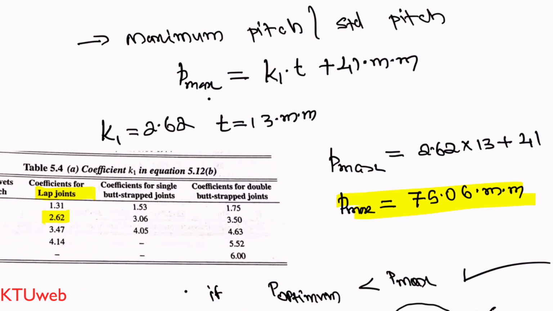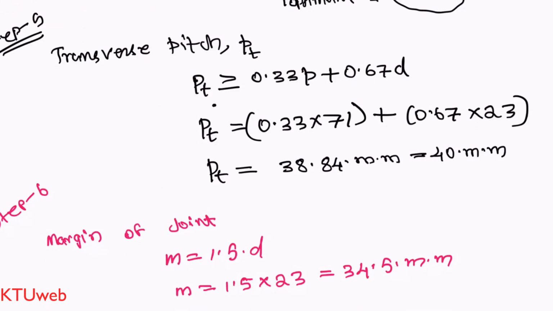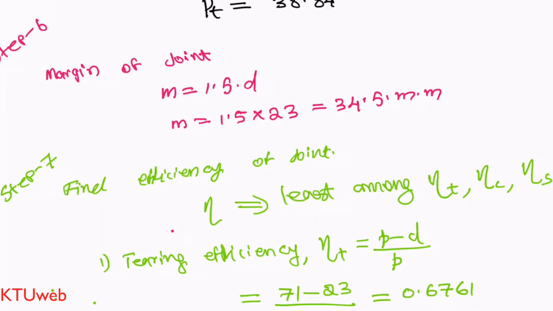We'll take P max equal to K1 T plus 41, take the value of K1 from the data book, and we'll get P max as a value. If P optimum is less than P max, you can choose that value. If it is greater than P max, you cannot take it. Instead of that, you have to take P max itself. And hopefully in this problem, we don't have that issue. So we choose the optimum pitch. In step 5, you have to find the transverse pitch PT from the data book. We apply the value and get the answer. In step 6, it's an easy one, the margin of the joint. It's a direct application of a standard equation.